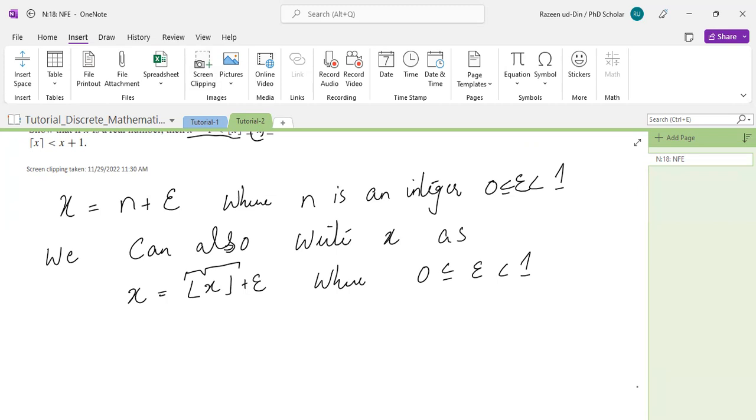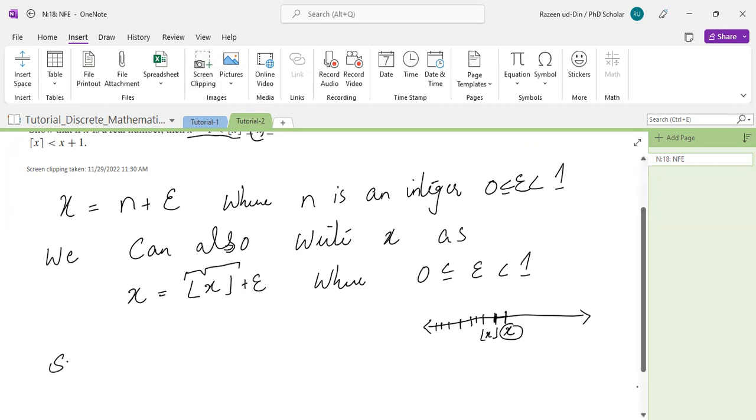Because we know that the floor function is defined as the greatest integer less than or equal to x, like if this is x, this is the floor of x. So from all the integers which are less than x, we choose the greatest one which is less than or equal to x.